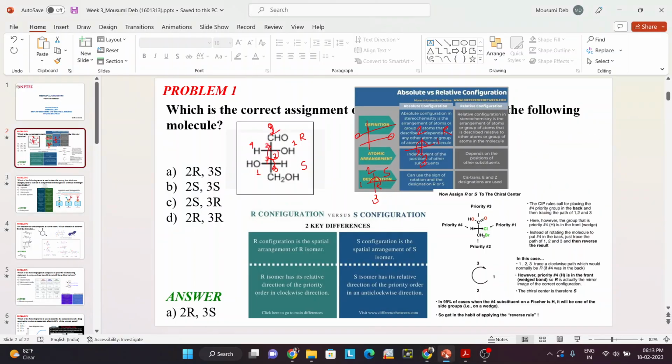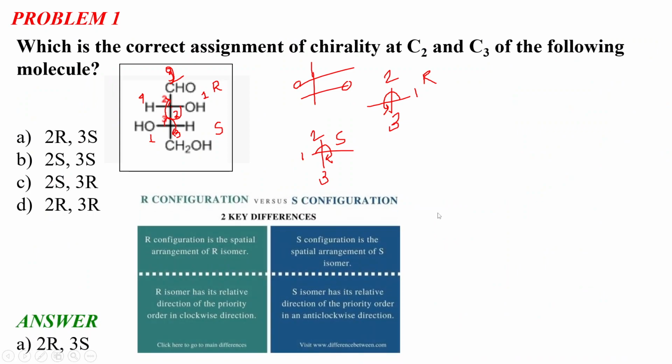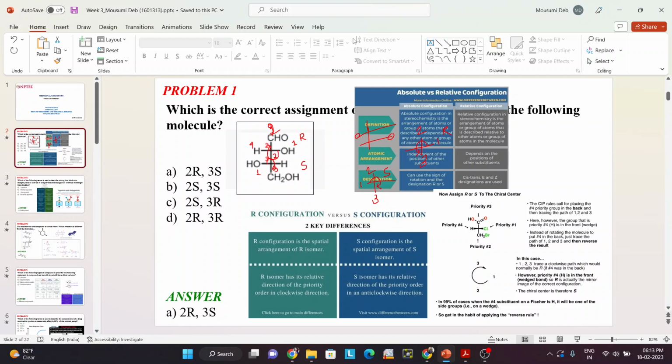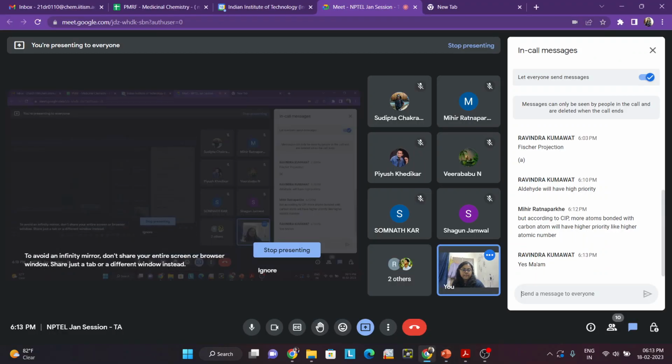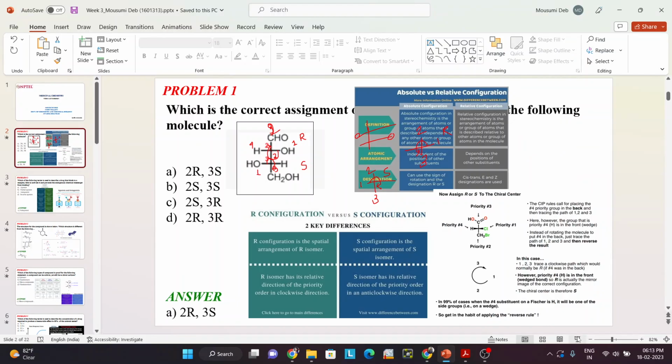So next day I will try to find a more concrete answer for this RS nomenclature from a more advanced stereochemistry book. I will remember this problem number 1, and I will try to figure out which one is more correct. It will be better if I check a good stereochemistry book to clear this confusion.